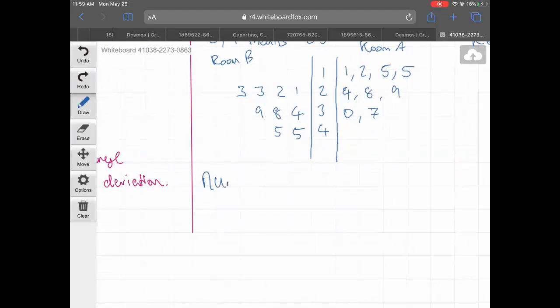But don't forget that if you have back-to-back ones, on the left the leaves kind of go the other way. So they're still in numerical order, but from large to small. Okay, so numerical order.